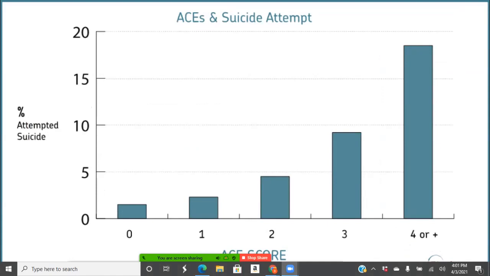One of the strongest relationships seen in the ACE study is between ACEs and the risk of suicide attempts. People with an ACE score of 4 have almost 20 times the risk of suicide attempts as people with an ACE score of 0.